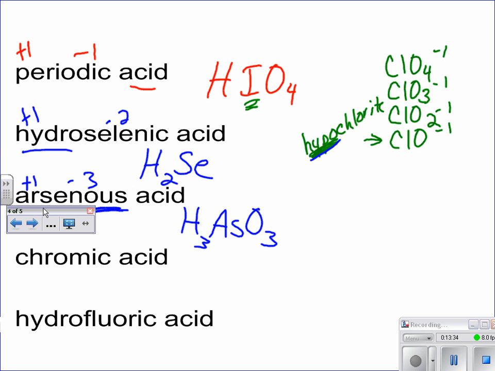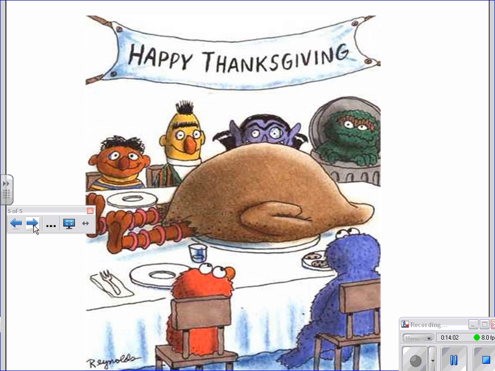Okay, chromic acid. Here we have hydrogen with +1, and then chrome, what's it going to come from? Chromate, CrO4 with a -2, so H2CrO4. And finally, big long name, hydrofluoric acid, and our formula would be HF. That's it. +1, -1. And that is all.